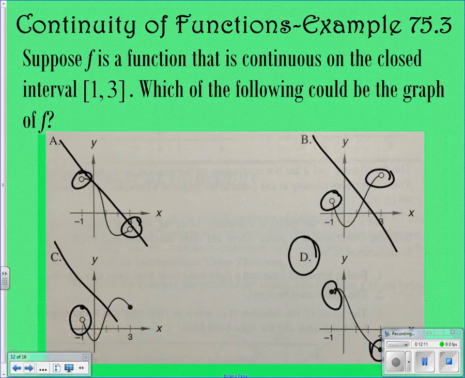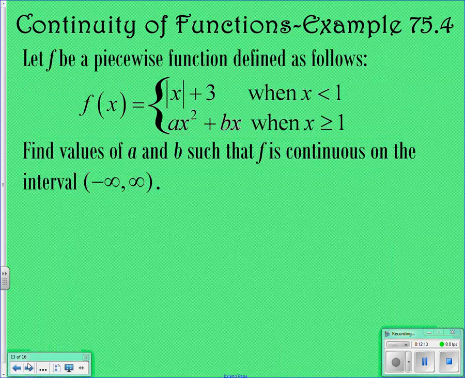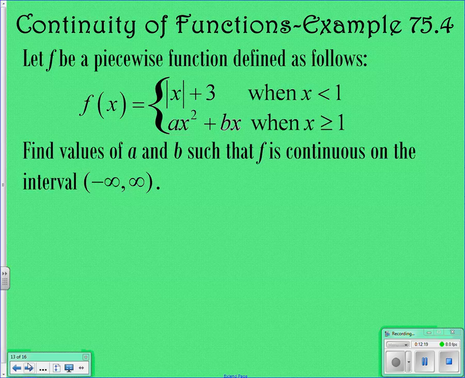Okay, now let's look at the next example. F is a piecewise function defined as follows. The absolute value of x plus 3 whenever x is less than 1, and then ax squared plus bx when x is greater than or equal to 1. We want to find the values of a and b such that f is continuous on our interval from negative infinity to infinity. Now, I really like these. I think they're kind of fun to try and figure out.